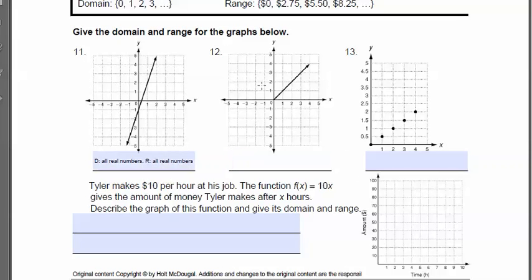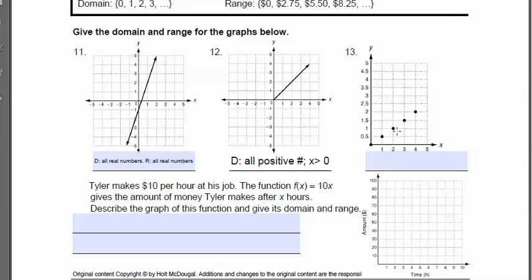In number 12, it's similar, except this time our domain never is negative. So you could say different things about this. You could say the domain is all positive numbers. You could say that the domain is greater than 0, x greater than 0. There's different ways to say the domain. And the range is going to be done similarly. The range in this is also all positive numbers, or y is greater than 0.